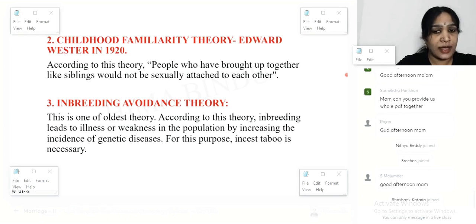That is the reason why social anthropology is not a subject of facts. It is a subject of opinions. We will study the opinions of a few people. You may agree with the opinion of some people. You may disagree with the opinion of the others. Now, third theory, inbreeding avoidance theory. Okay, this is also simple.